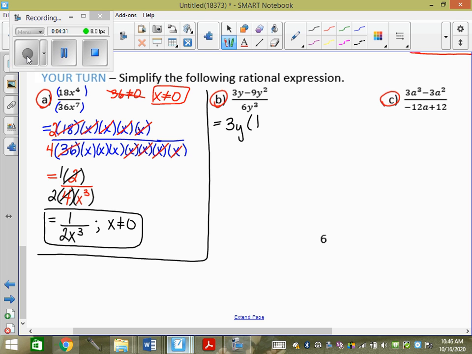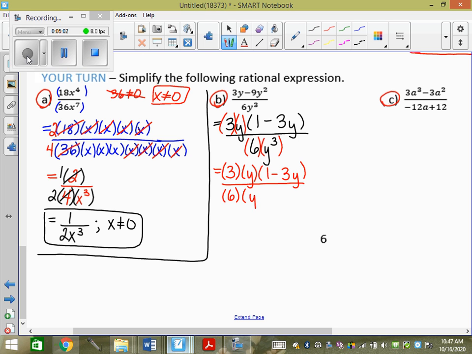And then negative 9y squared, take out a 3y, I get negative 3y all over 6y cubed. Then what did I tell you can do with the 3y and the 6y cubed, because they're not attached by plus and minus signs? Subtract. Now this 6y cubed, I could actually rewrite this. I could go 3y, 1 minus 3y, over 6 times y times y times y.